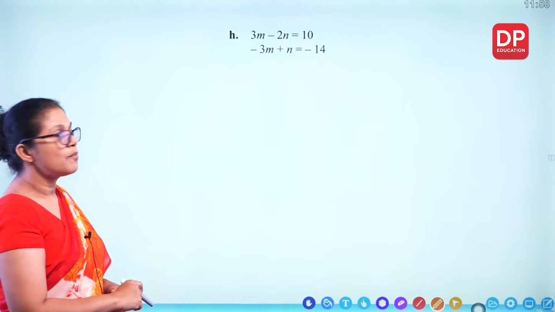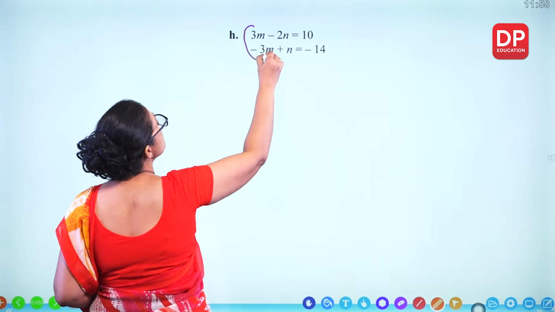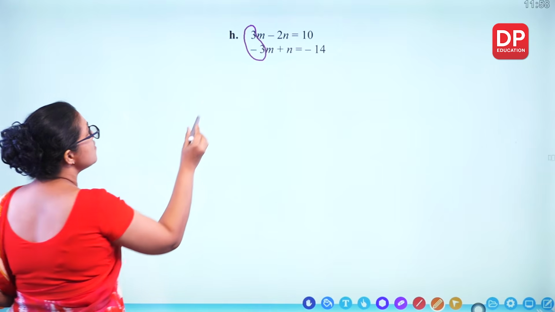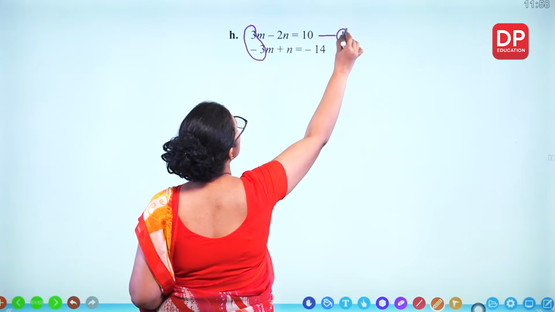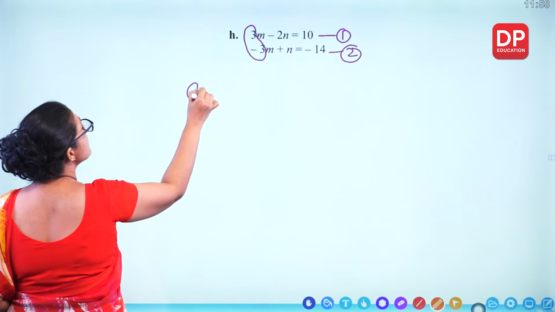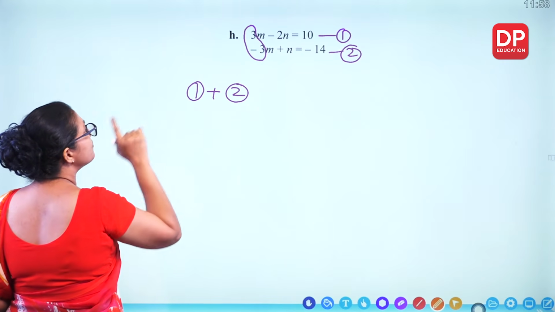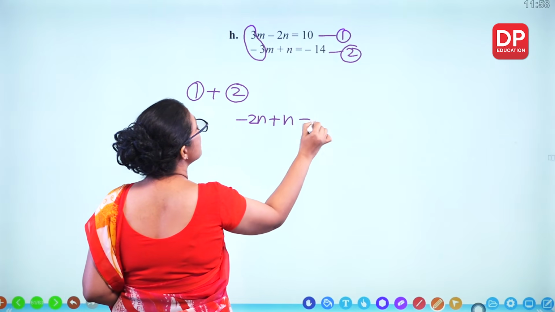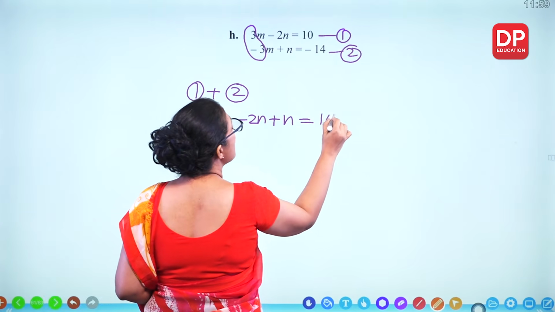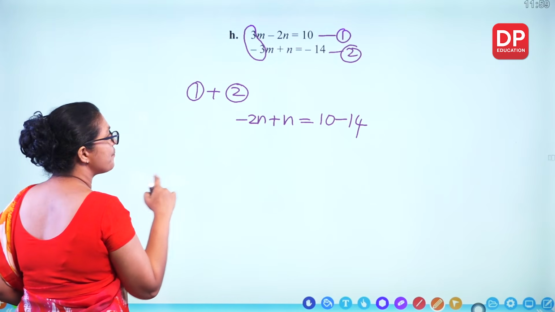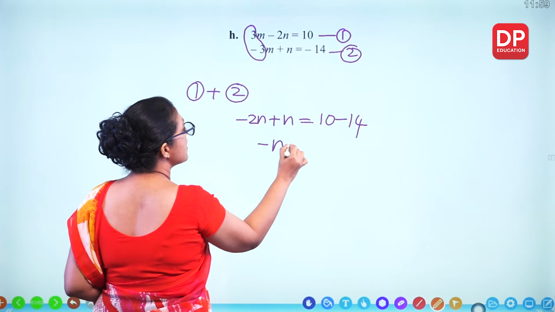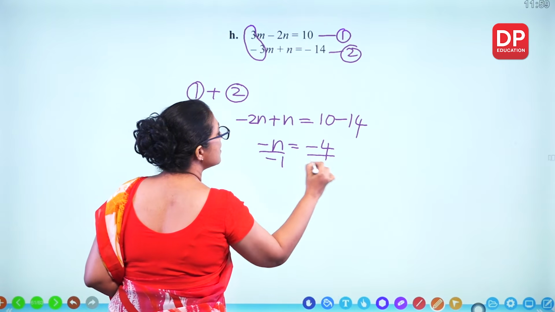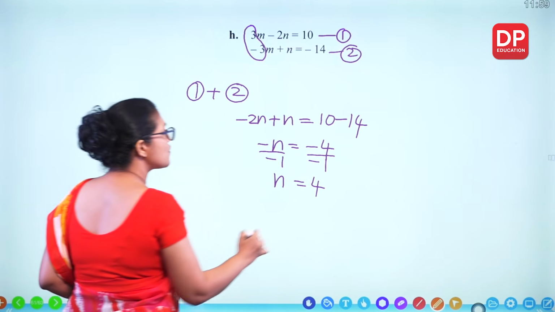This one, which coefficient? We have to take this one. 1 is plus, 1 is negative. Different signs, you add the two equations. So this is 1, this is 2. 1 plus 2. M term gets cancelled out. So minus 2n and plus n on the left hand side, 10 minus 14 on the right hand side. Minus 2n plus n is minus n, 10 minus 14 is minus 4. So n equals plus 4.